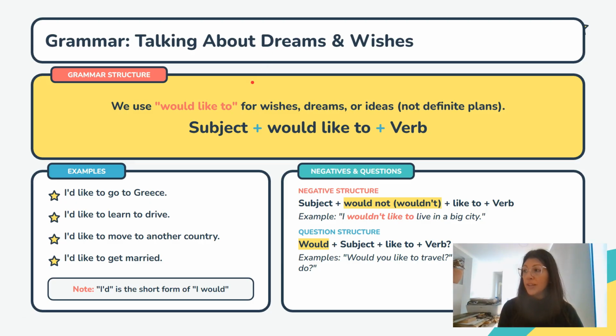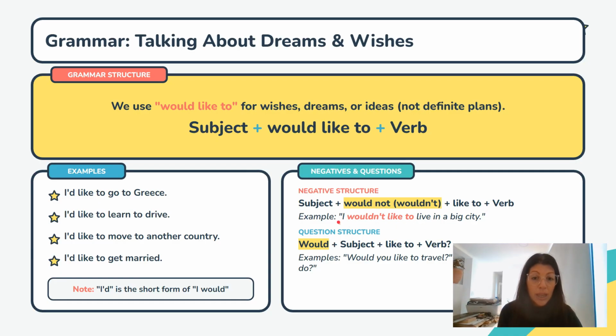For this type of plans, we use would like to. They are not definite. They are in our imagination. And we use it with the subject, would like to, it's always the same, and the verb in the base form. And we can make would short, we can contract it saying I'd or I would. It's the same. For the negative, we use wouldn't or would not, like to and the verb in the base form.